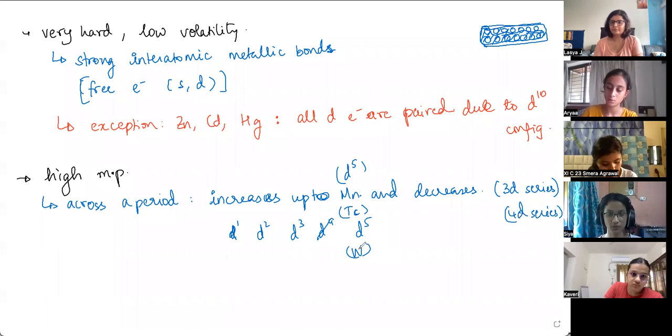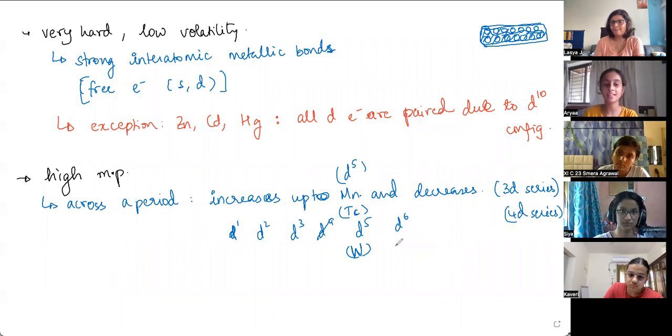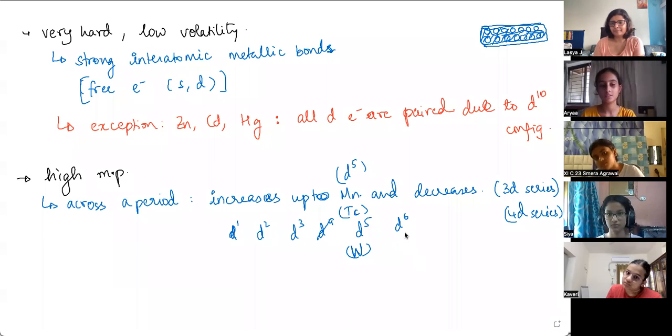Why doesn't d4 exist? Oh, because one electron will shift. Okay, interesting. Now after d5, for d6 pairing starts. What? Sorry, why doesn't d4 exist? What happens in chromium? Chromium, 24, is supposed to be d4, no? What happens in chromium? Oh, yeah, actually. Okay. Wait, so that means it doesn't exist only.